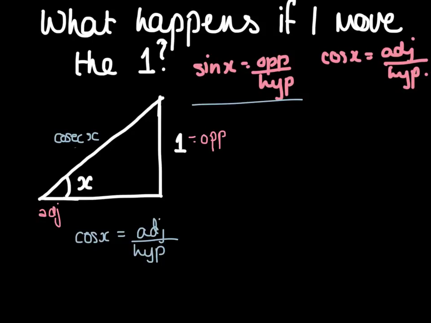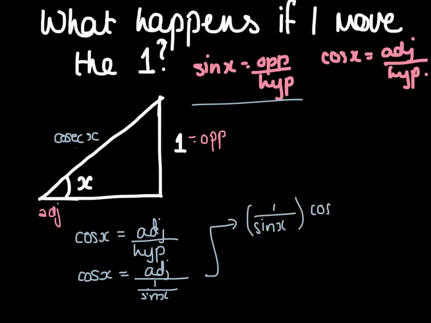Now, I didn't know either of those a couple of minutes ago, but now I know what the hypotenuse is. The hypotenuse is cosec x or 1 over sine x. I'm just going to use 1 over sine x just for a moment because I think it's easier to see. So cos x is the adjacent over cosec x, which is also 1 over sine x. Now if I want to get an expression just for the adjacent, what I need to do is multiply both sides by the hypotenuse, which is 1 over sine x. So that's going to give me 1 over sine x lots of cos x. I'll write that a bit neater. Cos x. And that's our adjacent.